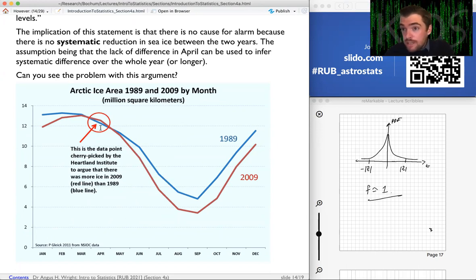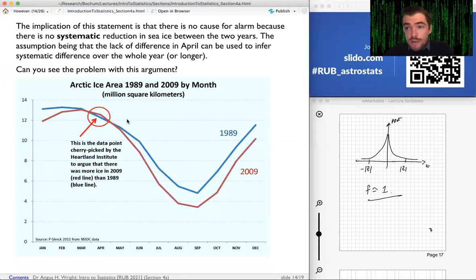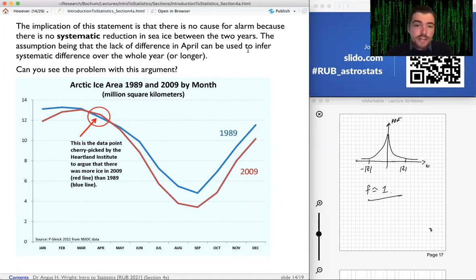And so that's what they did. They singled out that one data point. And that is the essence of cherry picking. Okay? Cherry picking, bad. It's particularly bad in this case, but it's also detrimental when it's unintentional.